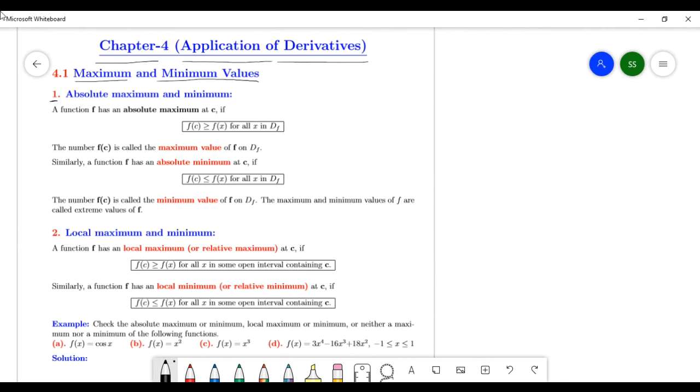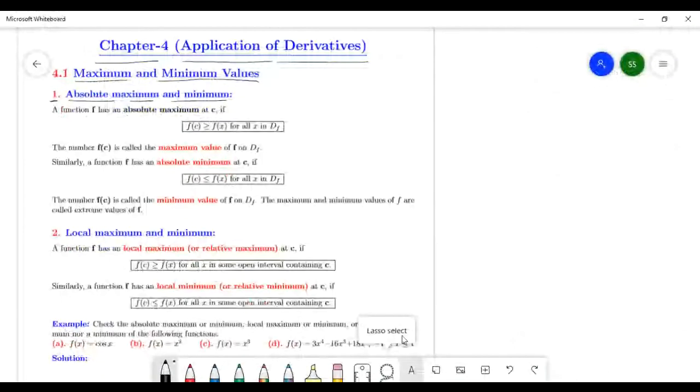So number 1 here, absolute maximum and minimum. Okay. So see the definition first. Let me define this. Logarithmic differentiation I will discuss after some time. Okay. First you see this, right? Abdul Wahid, I will discuss this logarithmic differentiation, but after some time, right? First, you see this chapter number 4.